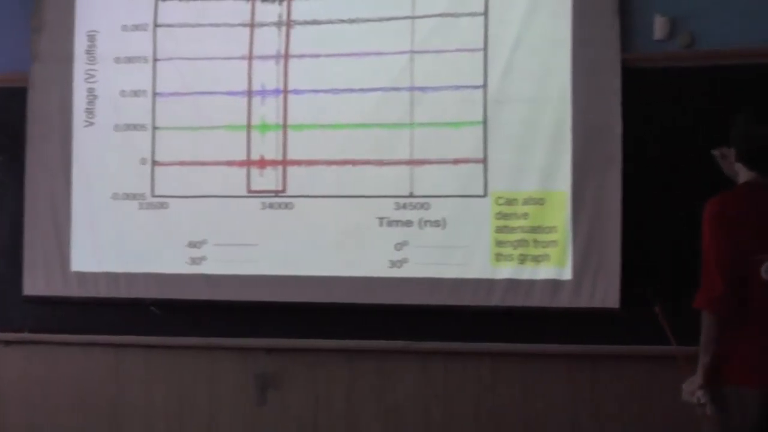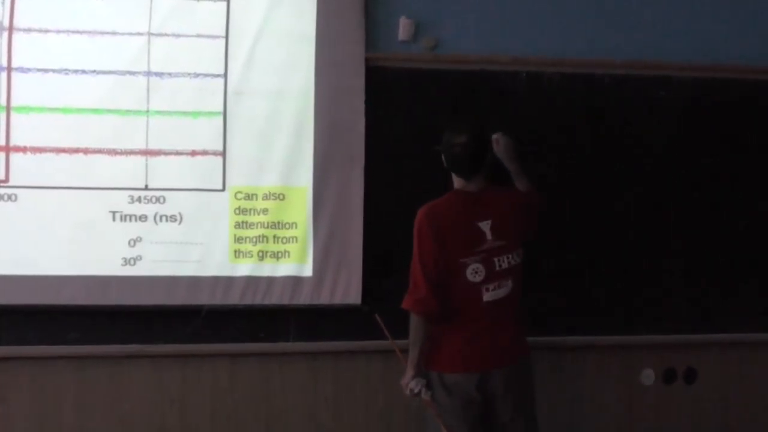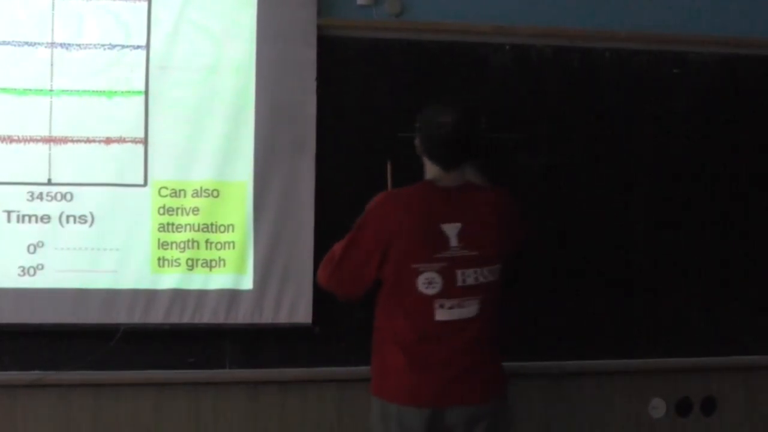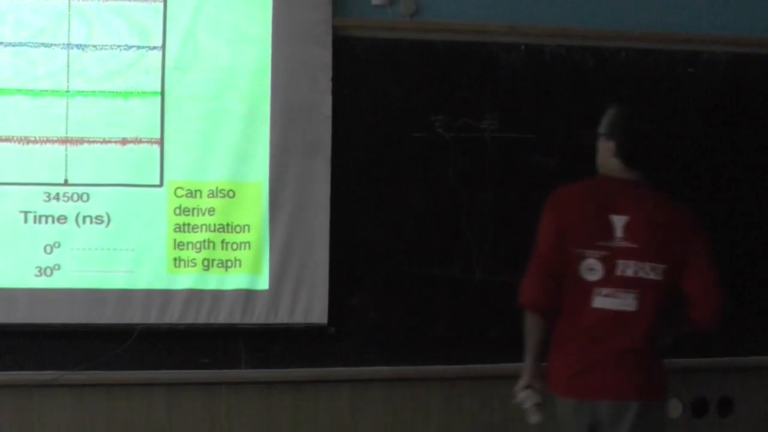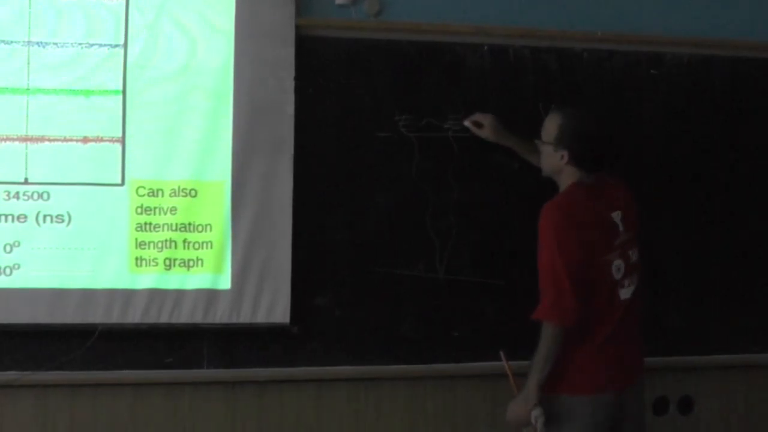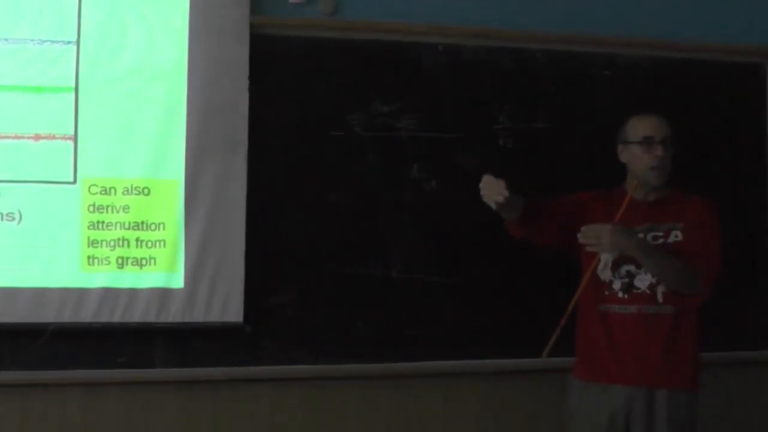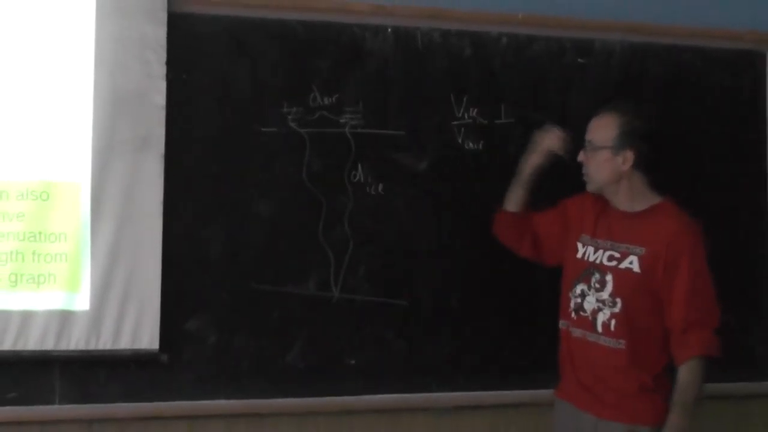How do you do that? Well, it's very simple. So here's your transmitter, and here's your receiver, and you measure the signal for an in-air transmission, which is essentially lossless, and then you turn them around and you measure the signal through ice. If this is D air and this is D ice, D air is the total travel through air, and D ice is the total travel through ice. So V ice is the signal you measure through the ice path, and V air is the signal that you measure through the air path.